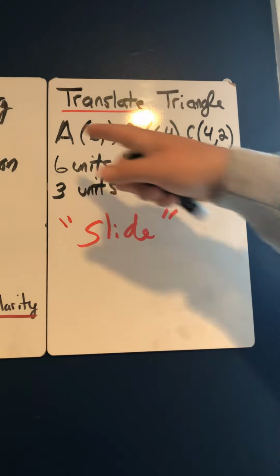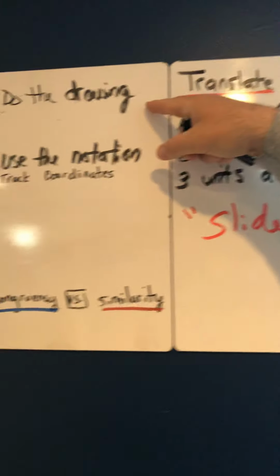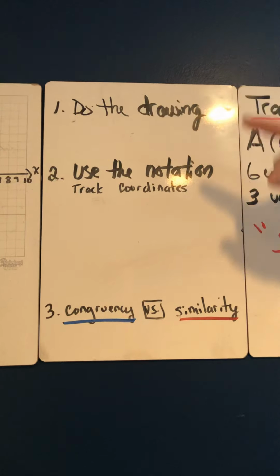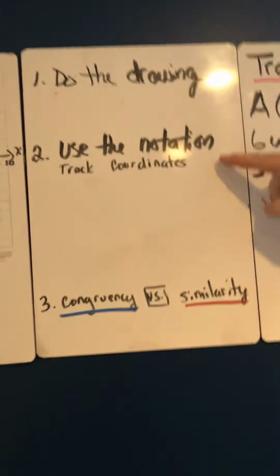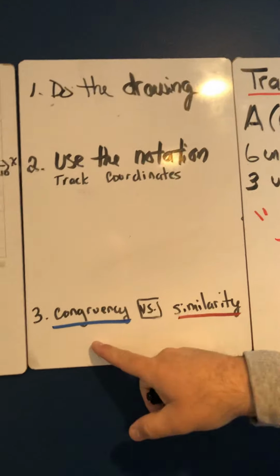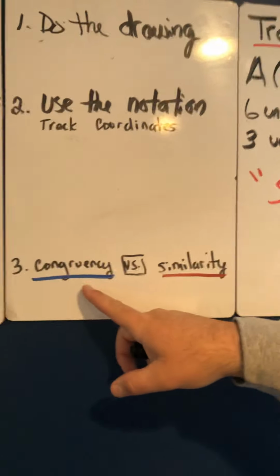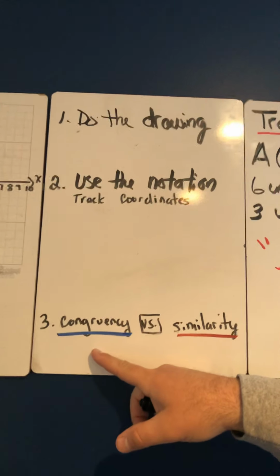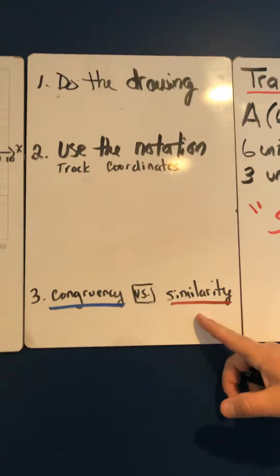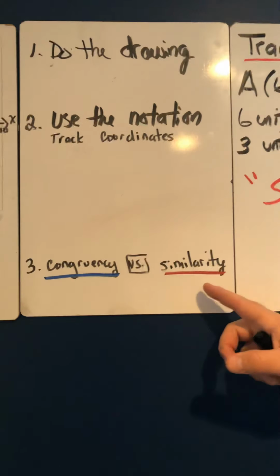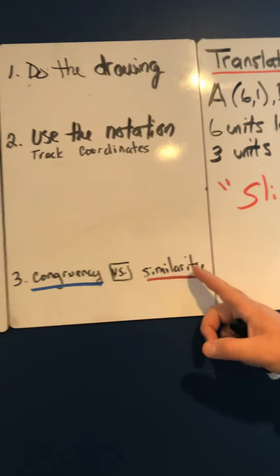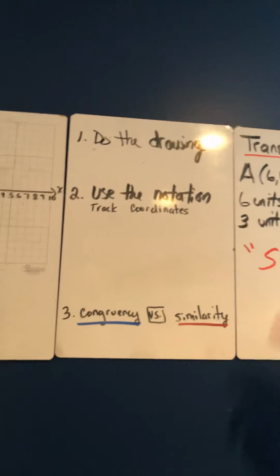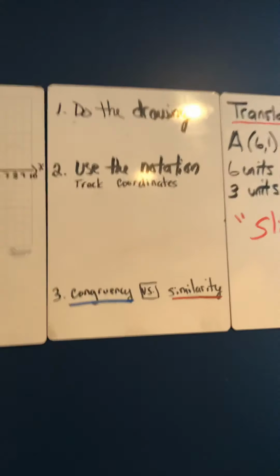With each transformation, I have 3 goals for you. I want you to be able to do the drawing. I want you to be able to use the notation to track the coordinates. And lastly, I want you to think about this idea of congruency. That's when something is equal to something in geometry, versus similarity. Similarity is if it's a similar figure, so it's proportional. So we're going to take all 3 of these goals with every transformation we learn in these 4 videos.